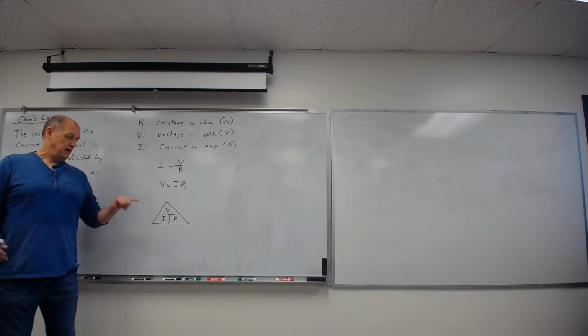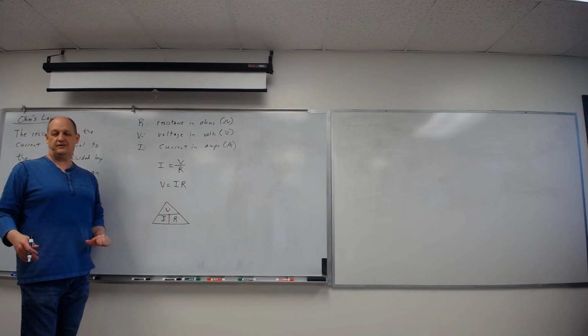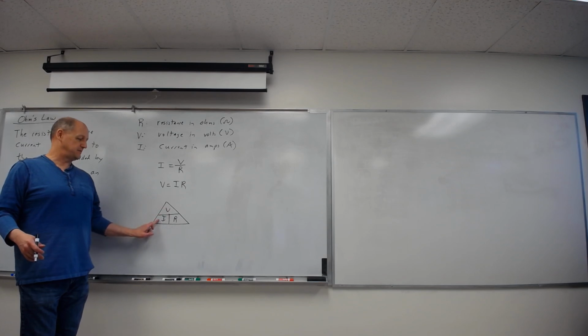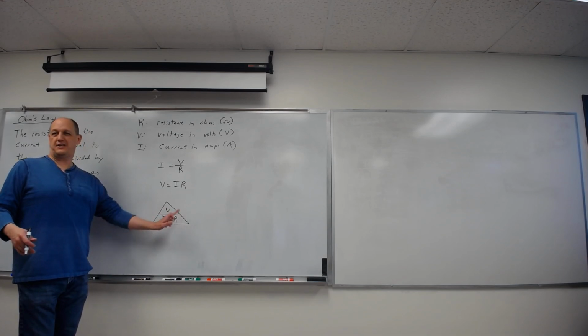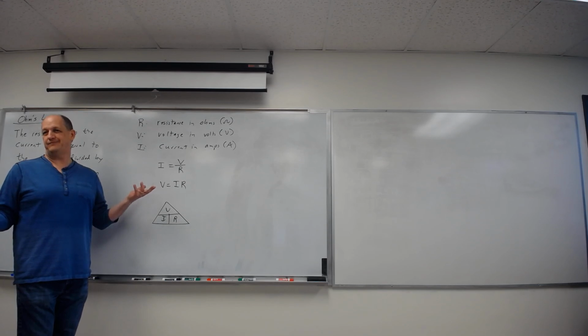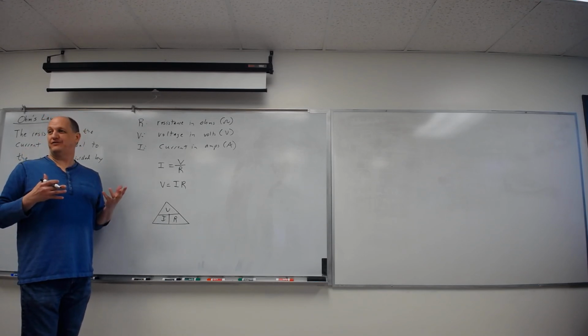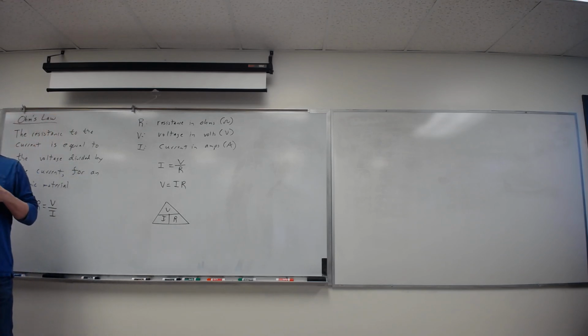So if you need current, that's voltage over resistance. If you need resistance, that's voltage over current. If you need voltage, that's current times resistance. So if they're on the same level, they multiply. If one's over the other, you divide. I don't care which you use. All I care is that you can do it.